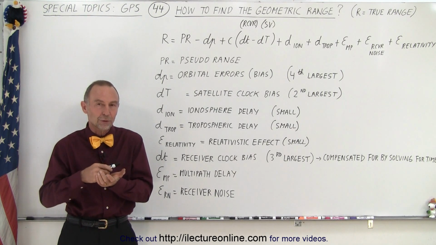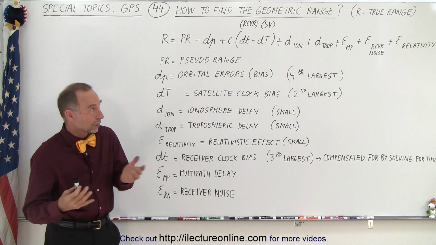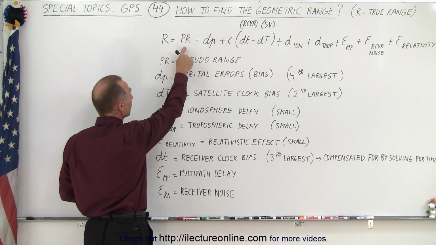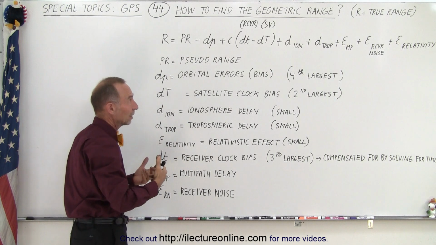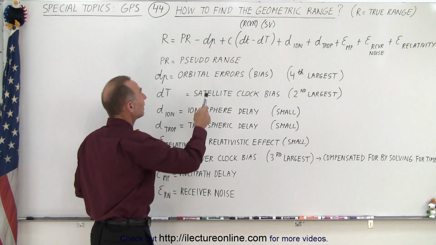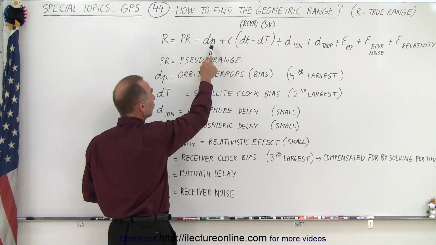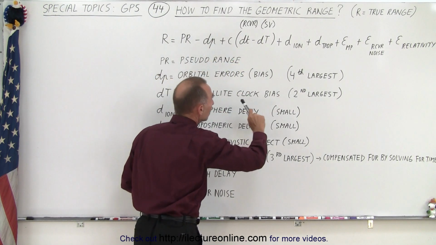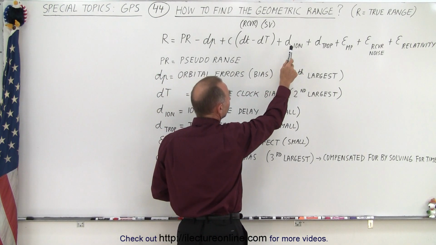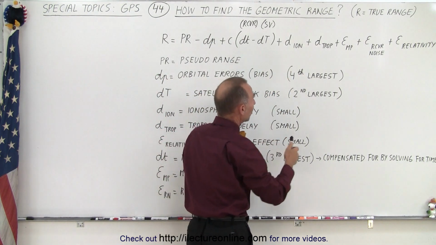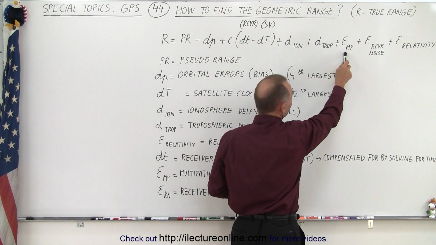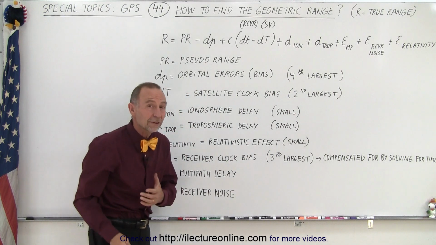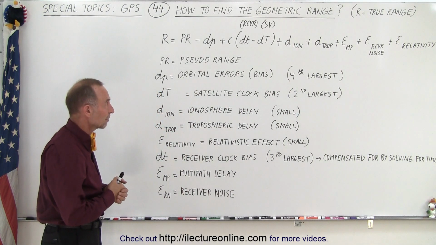Now we need to compensate for a number of other things. So here we have the equation. To find the geometric range we call R, we need to come up with the pseudo-range, which is then adjusted for the clock drift, and then we have the error in the orbital parameters, the errors in the receiver clock and the SV clock. We have the ionosphere effect, the troposphere effect, multipath delays, receiver noise, and effects caused by relativity, both general and special relativity.